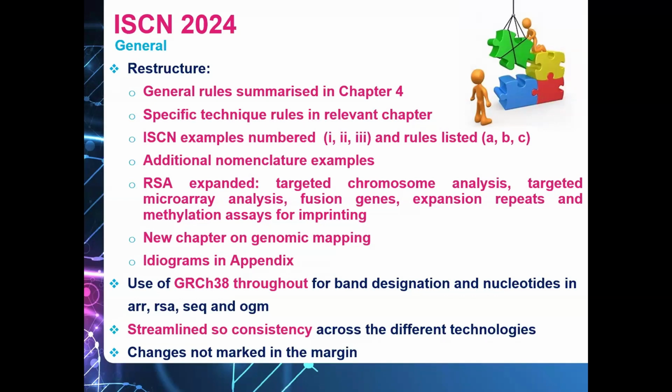We thought it was better in the appendix. You could just go to the back of the book and find them. We've used the latest genome build throughout for the band designations and nucleotides, and we try to streamline the nomenclature so it is consistent across the different technologies. The changes are not marked in the margin because there were so many that Cargo decided it wasn't appropriate to put the grey line in the book, because most of the book would have been grey.